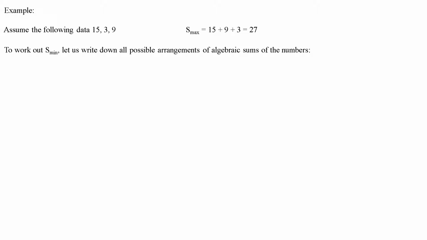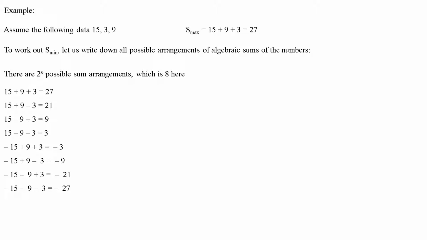We have got data with 3 elements: 15, 3, and 9. Then the maximum is fairly easy, which adds all of those. But now to work out the minimum, let us write down all the possible arrangements of the algebraic sums. Because we have got positive and negative signs and 3 numbers, there are 2 to the power n possible sum arrangements, which in this case is 8, and this is listed here. Like 15 plus 9 plus 3, which is 27. This was the maximum one, and so on.